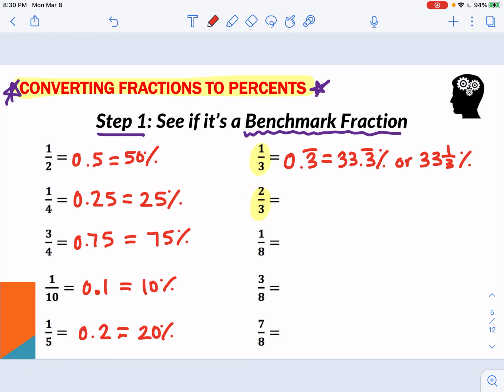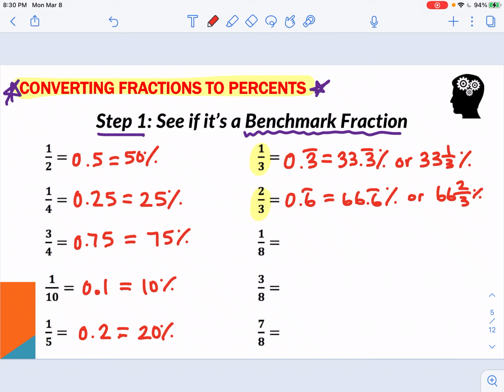Well, if 1/3 is 0.3 repeating, what's 2/3? Good, 0.6 repeating, which we can write as 66.6 repeating percent, or 66 2/3%.